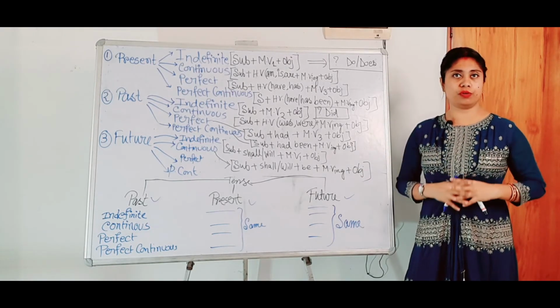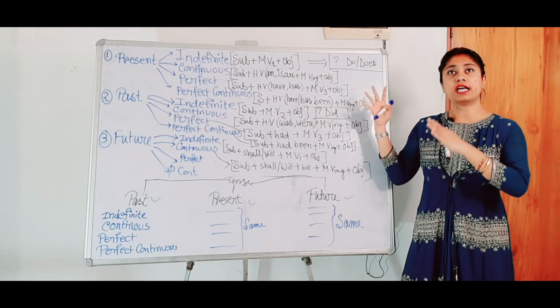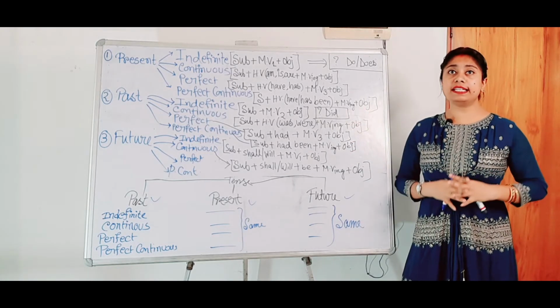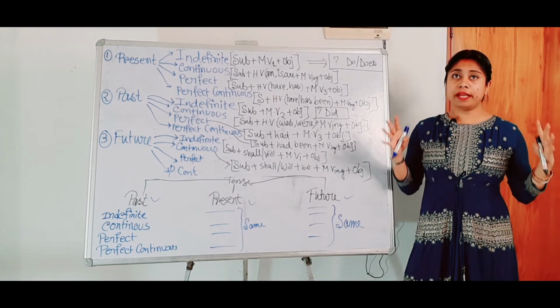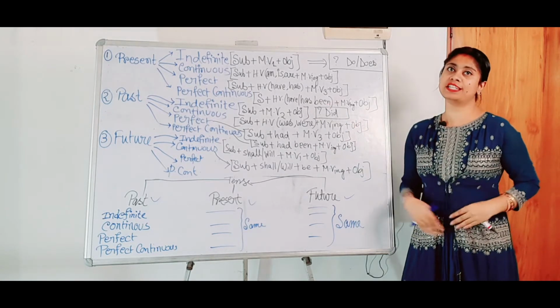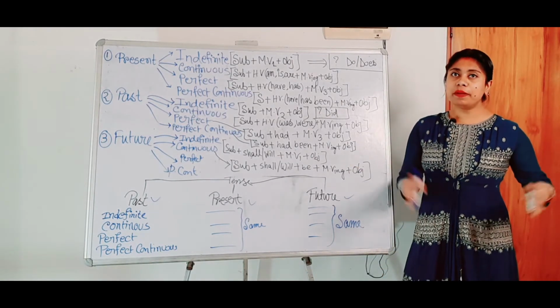In my verb video, I told you already that the auxiliary verbs are called helping verbs. Why is it called helping? What help does it do actually? Helping verb helps to make tense, to make different tenses. This is the work of helping verb. So it is called the helping verb.